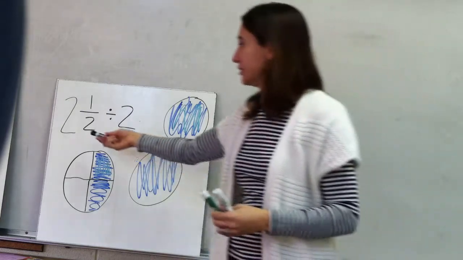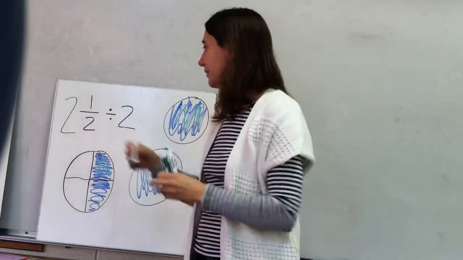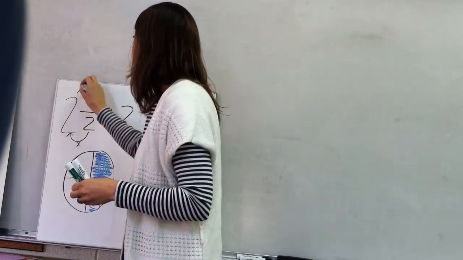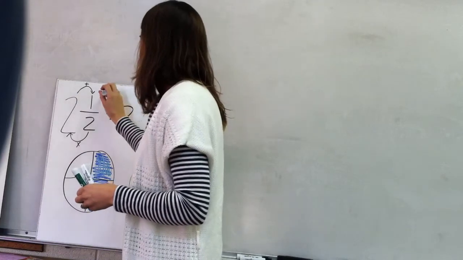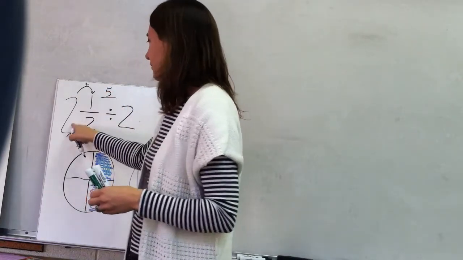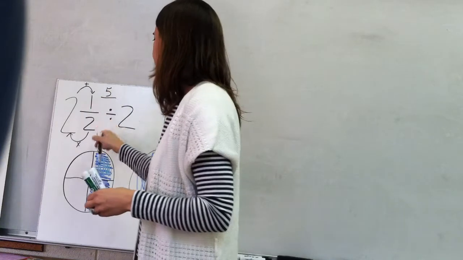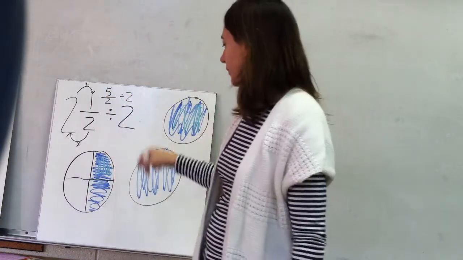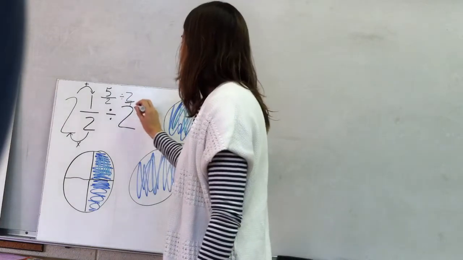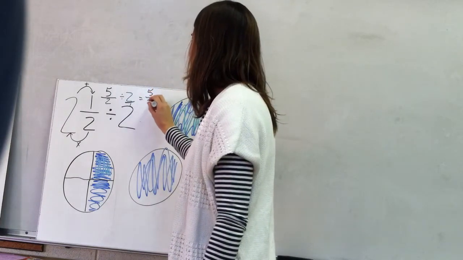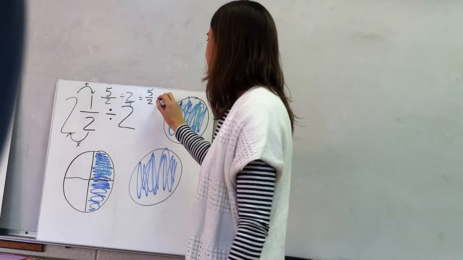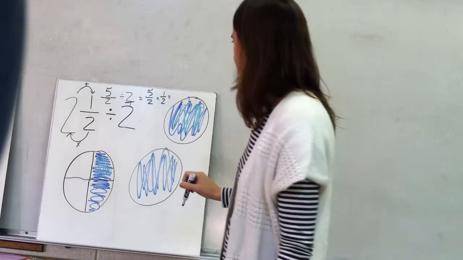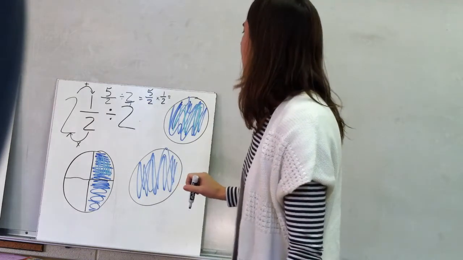Well, remember how we learned to change our mixed number into improper fractions? This would simply become 5 over 2, divided by 2, because 2 times 2 is 4, plus 1 more, 5. Now, what do we do with that 2? Well, we put it over 1. We rewrite it as 5/2 times 1/2. Let's see what happens now. Did I do that right?